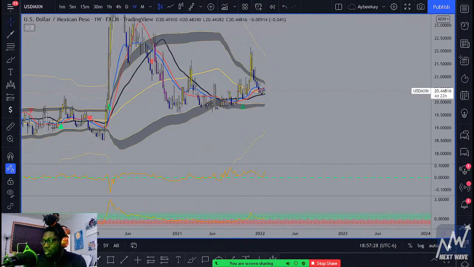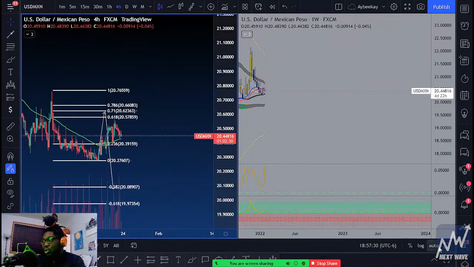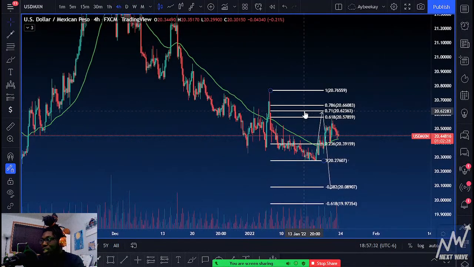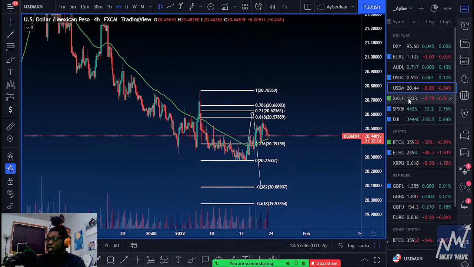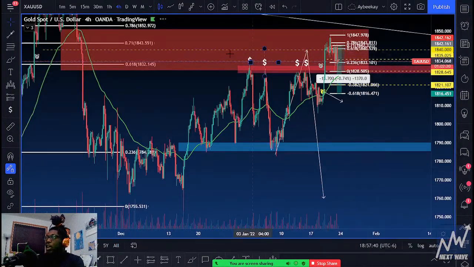So I'm gonna wait to see what price is gonna do over here at that 20.6200 level or area. But I don't necessarily have that much interest in USD Mexican pesos. All right, so gold.